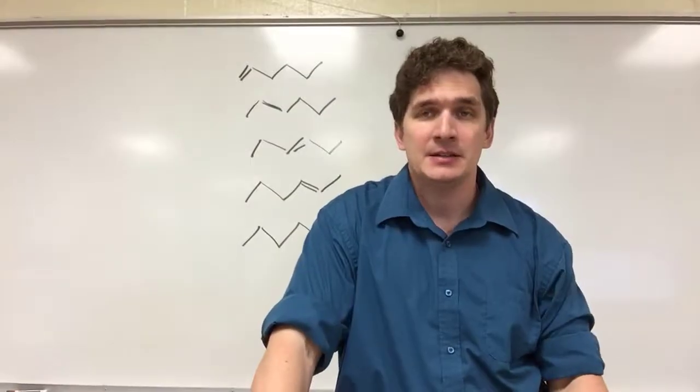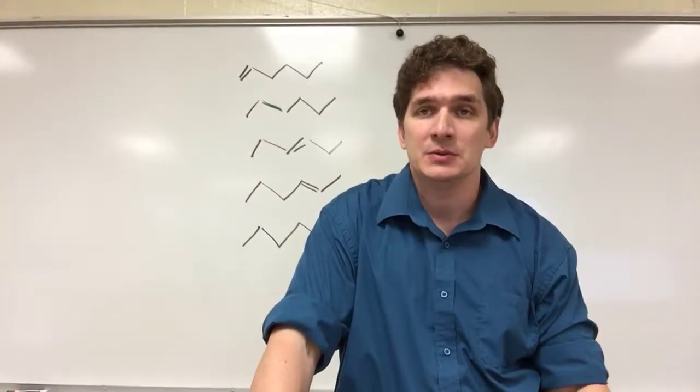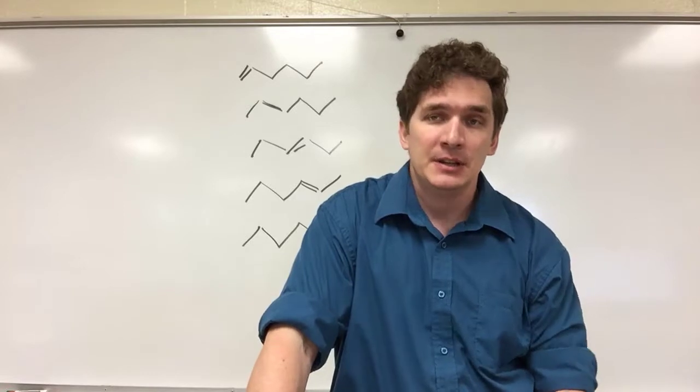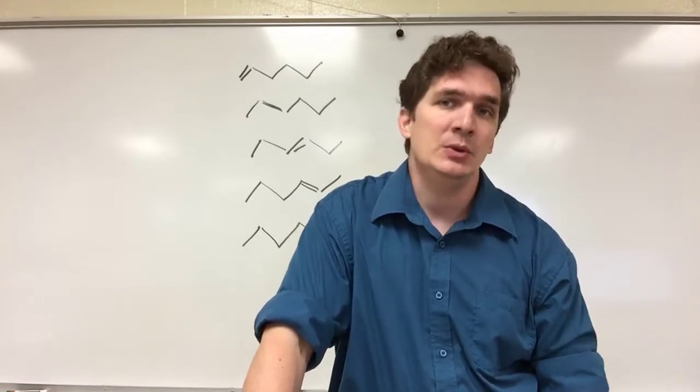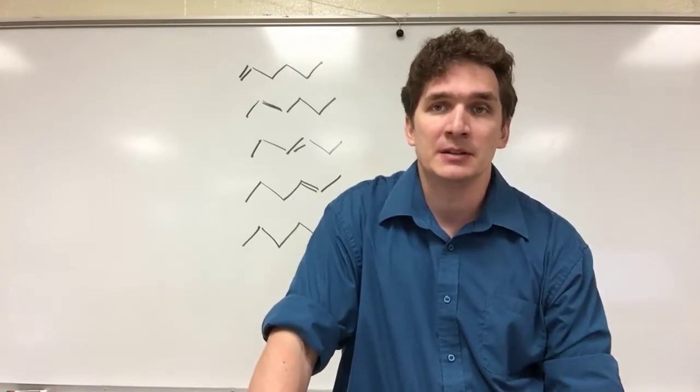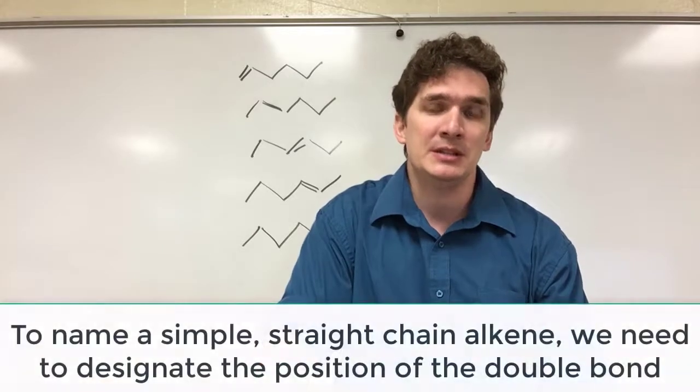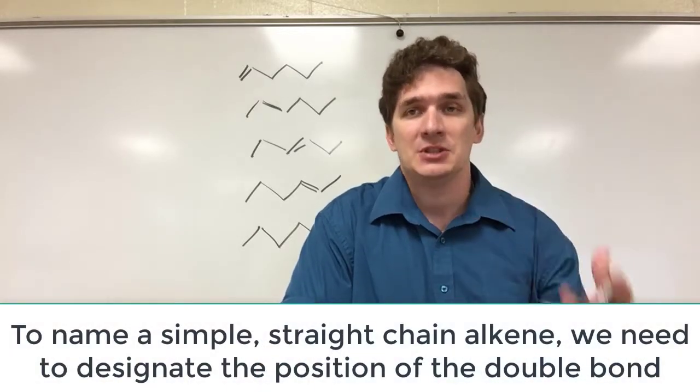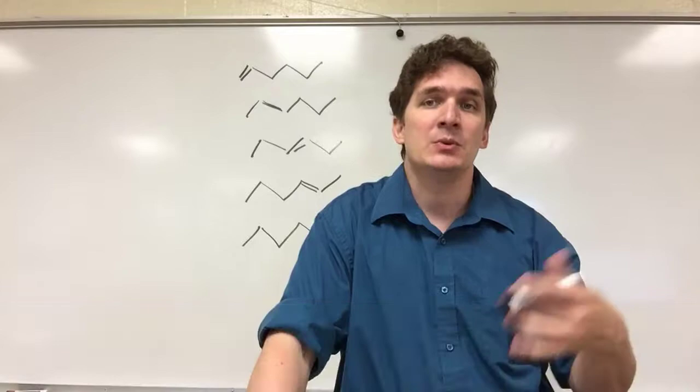So like the alkanes, let's start easy with the alkenes and just deal with linear chains. Now, the big thing that's going to change with the alkenes is that we do have to designate the position of the double bond, and we're going to do it the same way we did with designating the positions of branch groups on alkanes, in that we want to minimize the number.